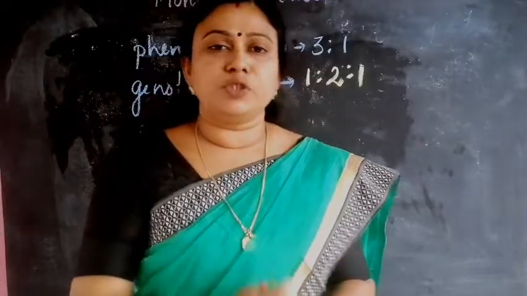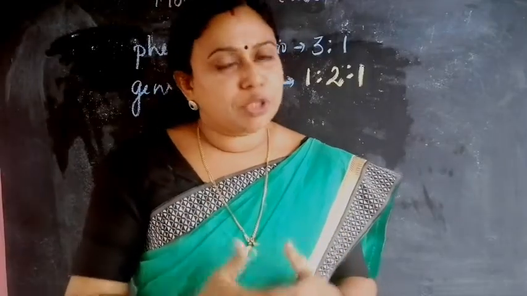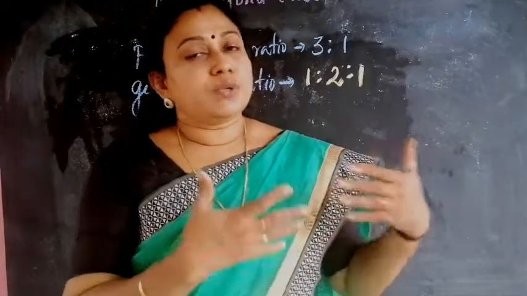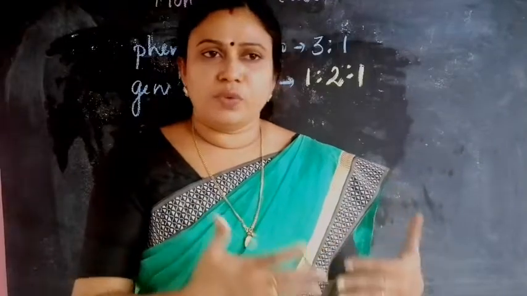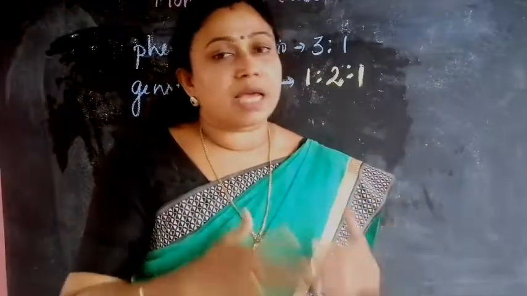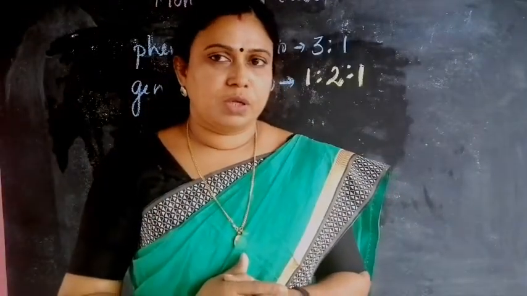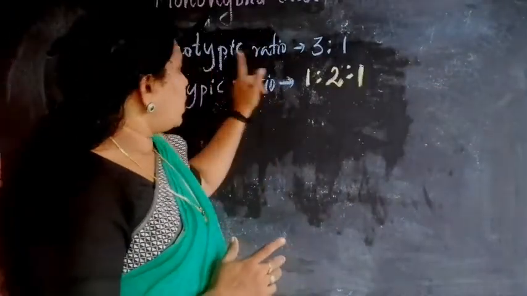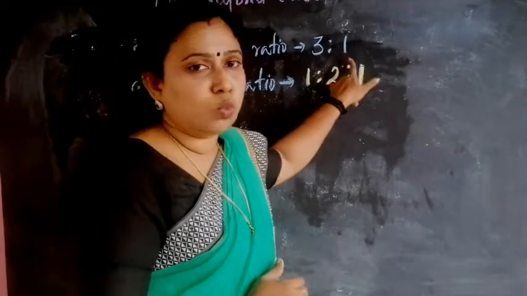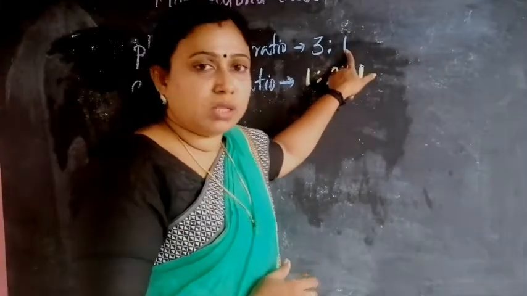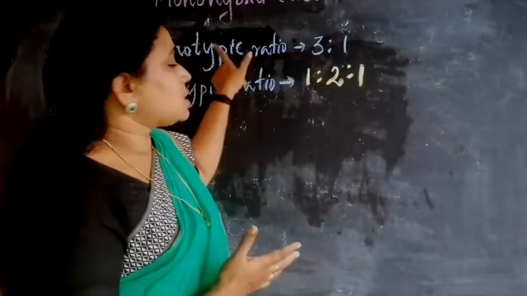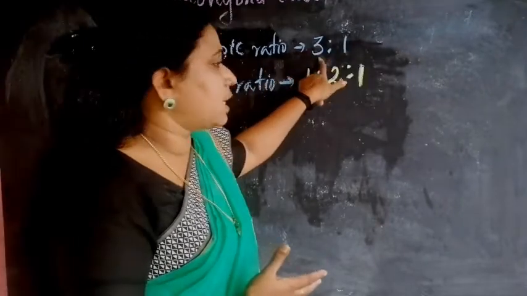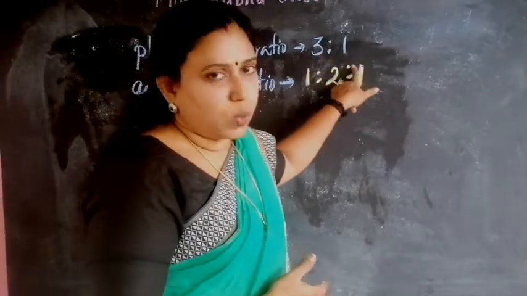After producing the F2 generation of a monohybrid cross, using height as the character, we got 3 tall plants and 1 dwarf. So we can write the phenotypic ratio of the monohybrid cross as 3:1, that is 3 tall is to 1 dwarf. The physical appearance of a plant is called the phenotype. So we can write the physical appearance ratio as 3:1.